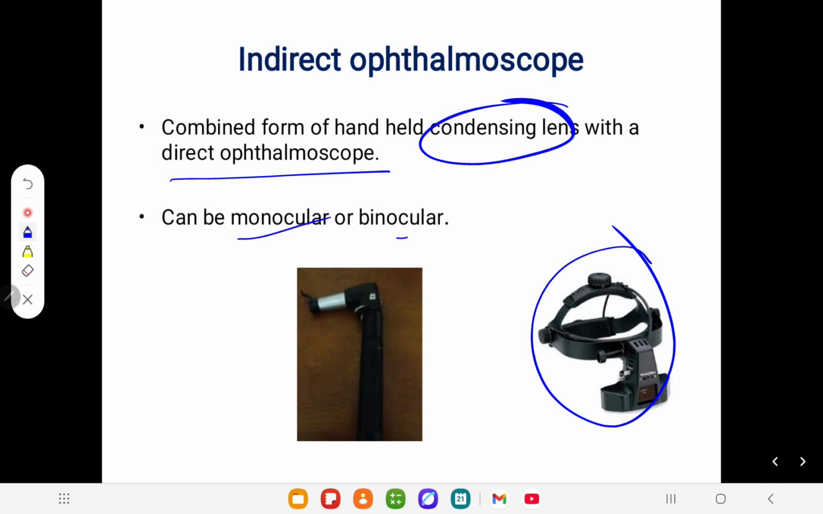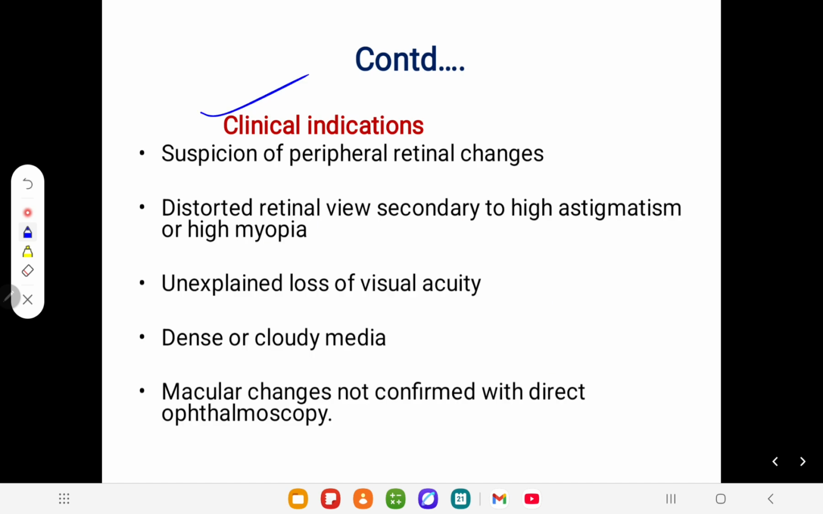We can do monocular or binocular, but definitely binocular is the major advantage, isn't it? So what we need is a condensing lens. The clinical consideration for when to use indirect ophthalmoscopy is mainly whenever we suspect peripheral retinal changes, because in direct ophthalmoscopy peripheral changes are quite difficult to see. And whenever there is distortion secondary to high astigmatism or high myopia, and to explain unexplained loss of visual acuity, in dense or cloudy media, the light intensity from the slit lamp makes it easier, isn't it?